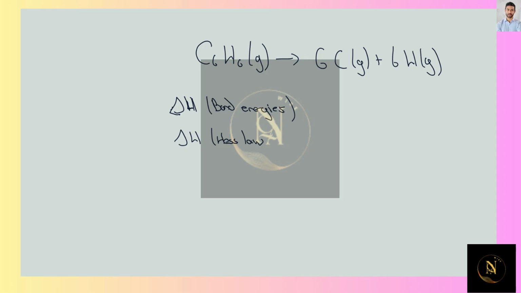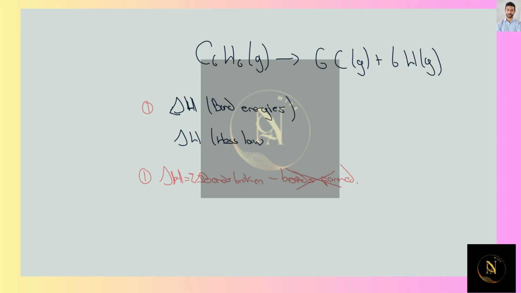So for the first method, I'm going to do it in red. For method 1, the delta H for the reaction in terms of bond energies is equal to the sum of the bonds broken minus bonds formed. In this case, no bonds are being formed. We're only going to have bonds that are being broken.